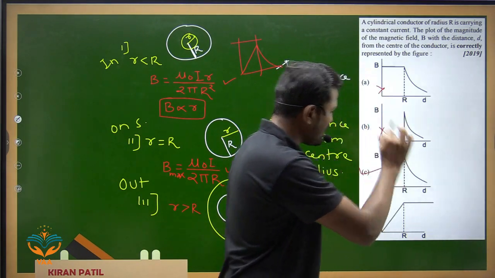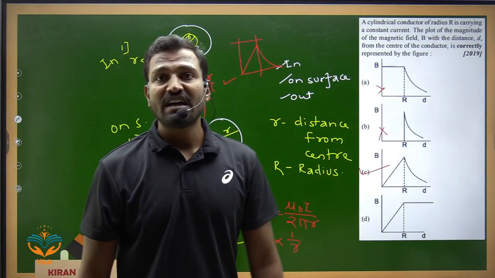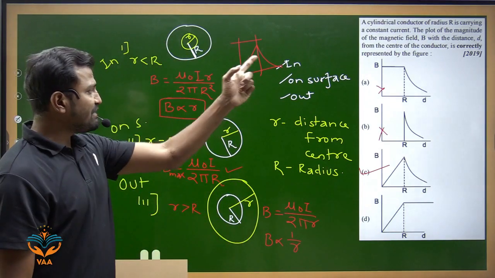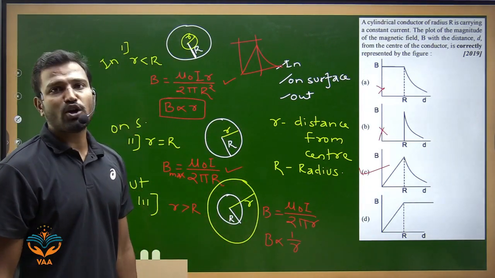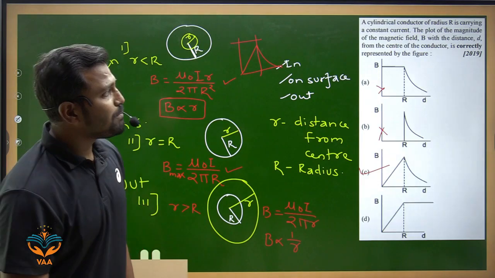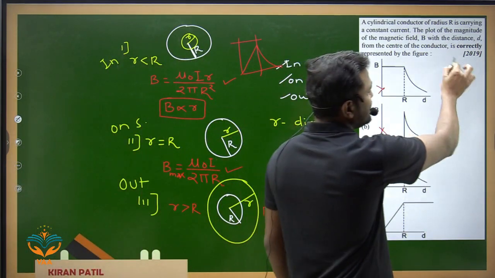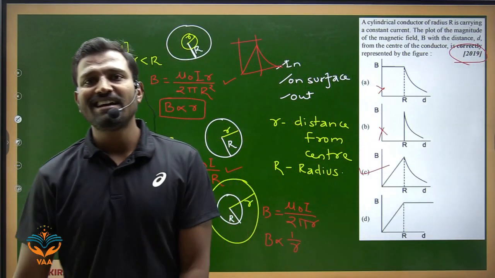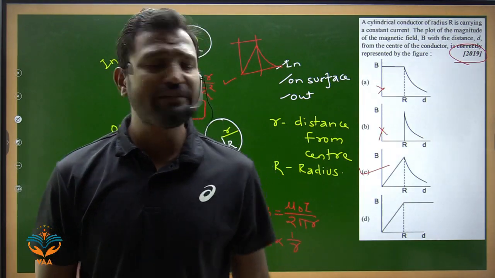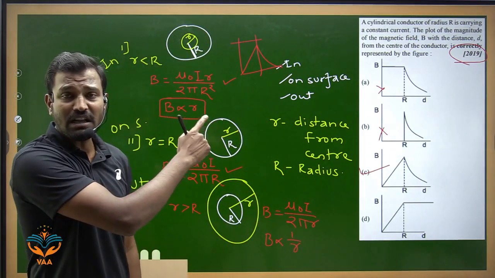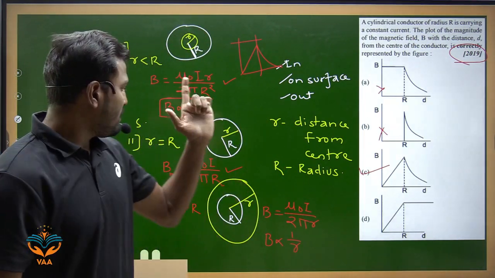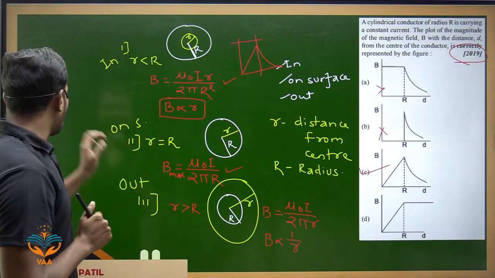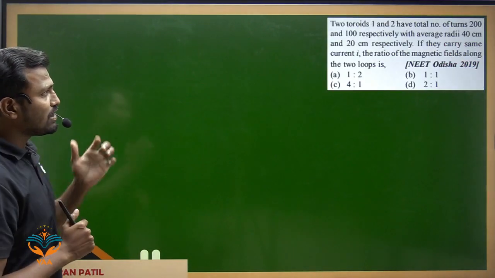So we can say that option number C is our correct answer, which gives me the concerned graph for this particular question. Very, very important question asked in the 2019 NEET. Very, very simple. If you know these things, it becomes very simple. If you have understood, please pause, write the concerned things, and we can see the next question.